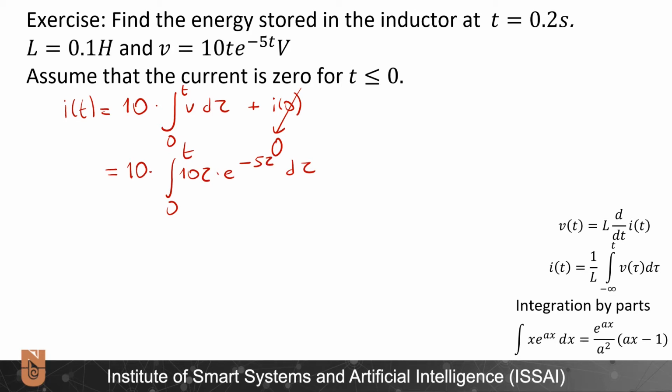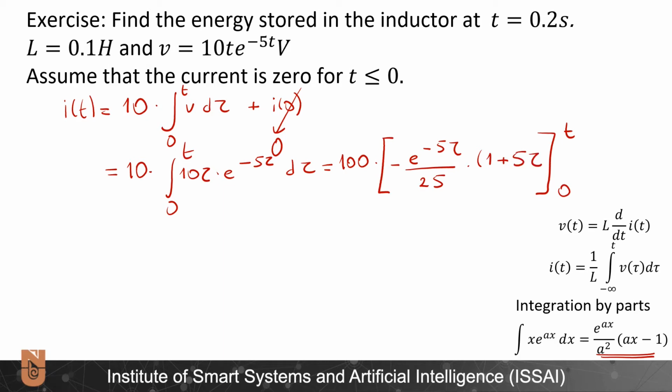And accordingly, what will be the result of this integral? I have x times e to the power of ax dx is equal to this expression here. So let me try to do this without messing it up. 100 times an integral with the bounds here t and 0, minus e to the minus 5 tau divided by 25 times 1 plus 5 tau. I think that I did it right.